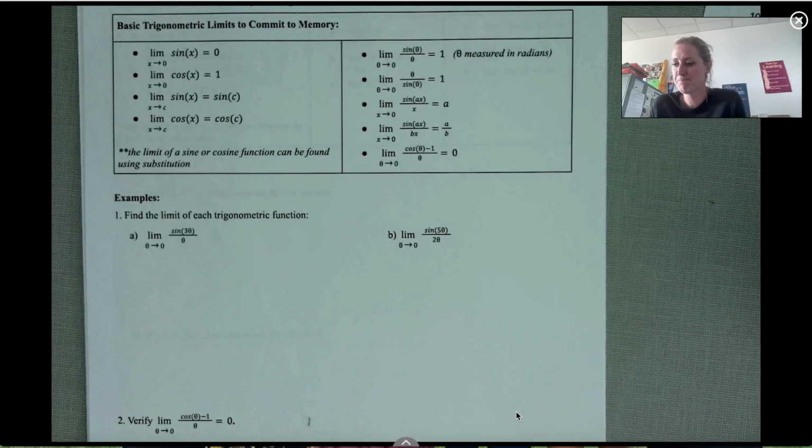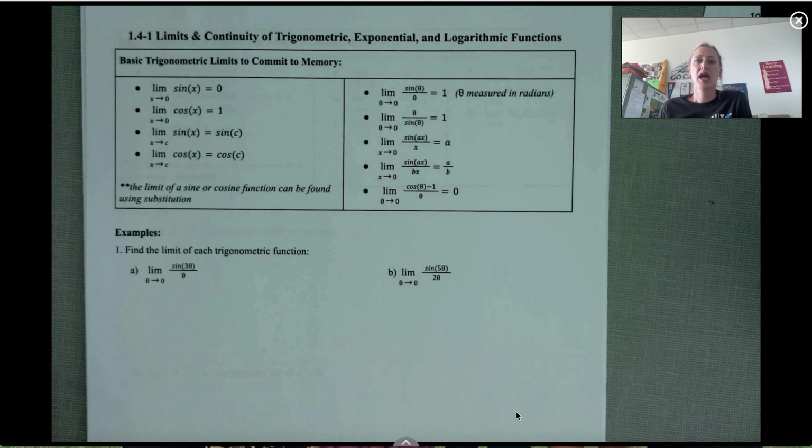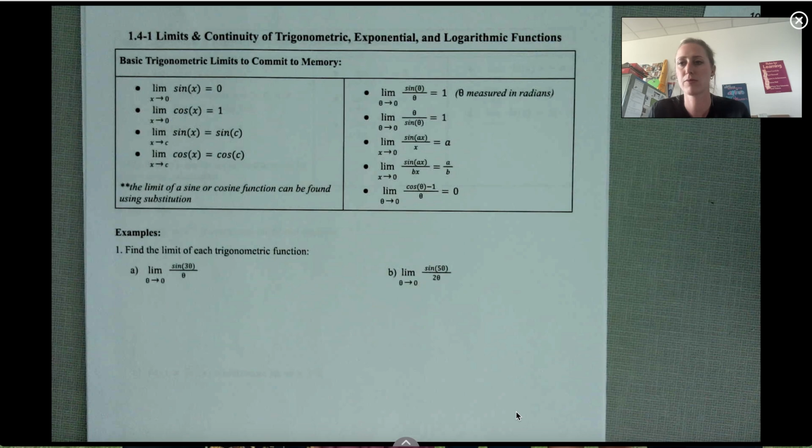Guys, Miss Brumwell here. We're going to move to section 1.4, and we're going to throw in some trig functions, exponential functions, and log functions into what we've been doing with limits. Okay, so here's some common trig limits that we want to commit to memory.